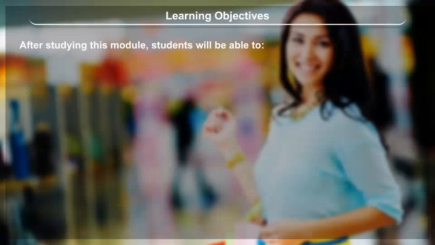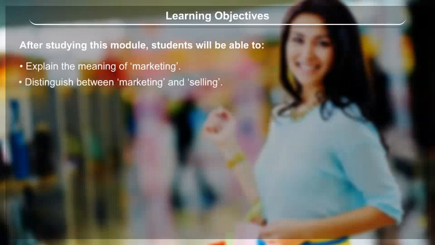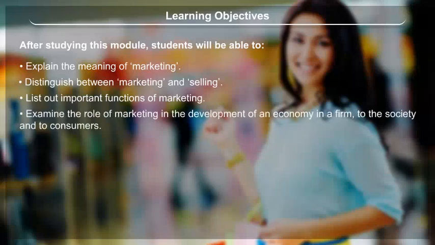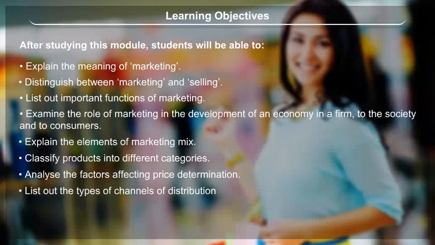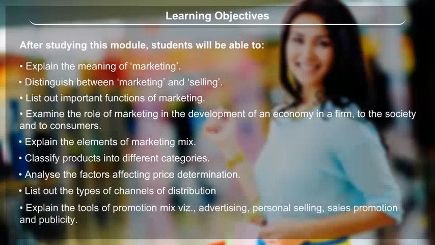Learning objectives. After studying this module, students will be able to explain the meaning of marketing, distinguish between marketing and selling, list out important functions of marketing, examine the role of marketing in the development of an economy, in a firm, to the society, and to consumers, explain the elements of marketing mix, classify products into different categories, analyze the factors affecting price determination, list out the types of channels of distribution, and explain the tools of promotion mix, viz. advertising, personal selling, sales promotion, and publicity.